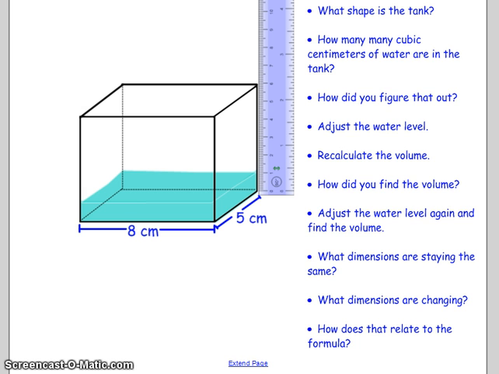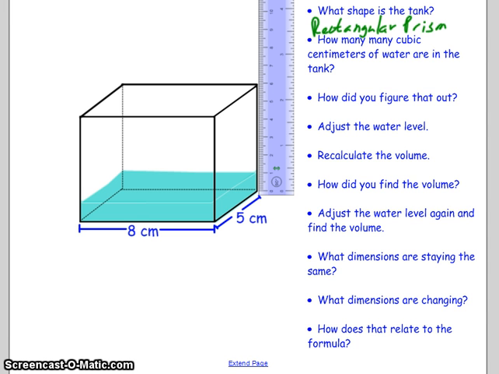If we look at, this is an example, this is a fish tank. If we look at the fish tank, first of all, the question is, what shape is the tank? Well, all the sides are rectangles, so it is a rectangular prism. Okay, and what we're looking at is we want to find the volume of water in the tank. So the volume of water is measured in cubic centimeters.